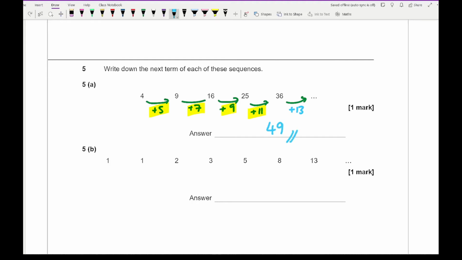Another thing you can also spot is that all of these are square numbers. So 2 squared, 3 squared, 4 squared, 5 squared, 6 squared. So this one here is going to be 7 squared, which is also 49. So several ways in which you could get that answer.